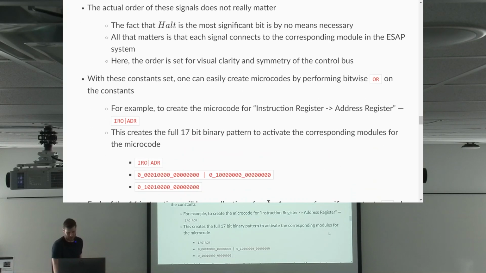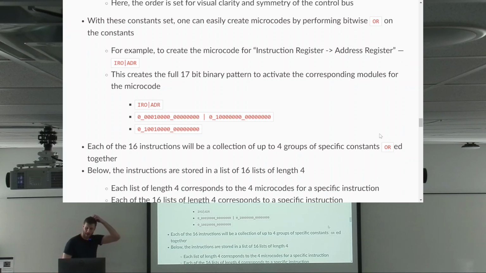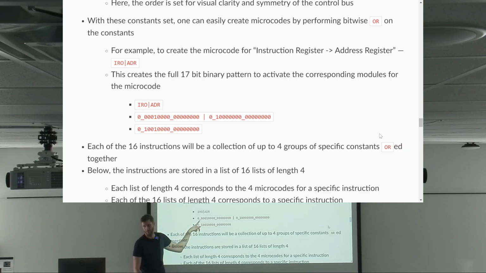So with these constants set, one can easily create microcodes by performing bitwise OR. For example, if I want instruction register out, address register in, I can just OR those numbers together. The bit pattern for IRO is this, the bit pattern for ADR is that. If I OR them together, I get that number. Again, I really don't care about the numbers, right?